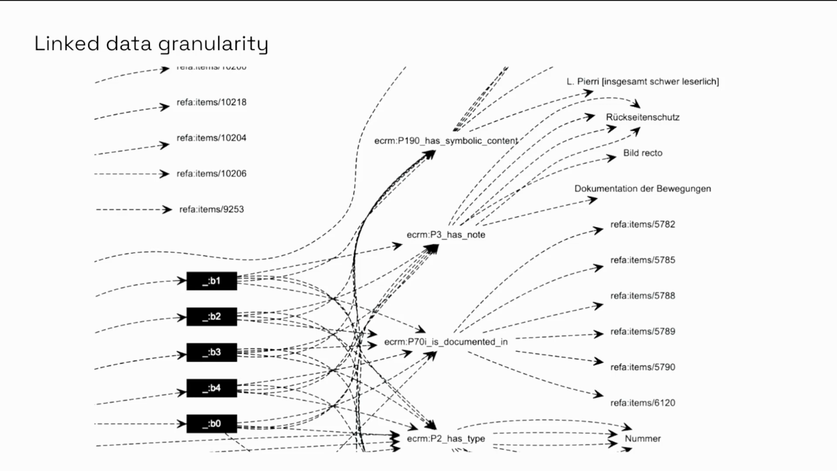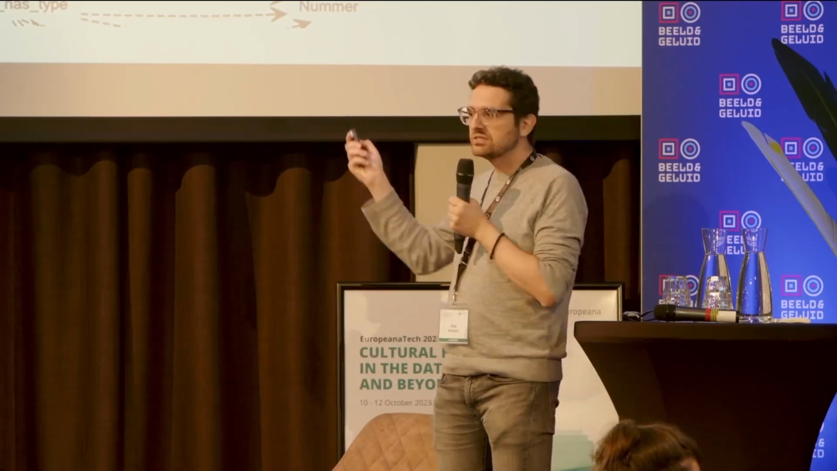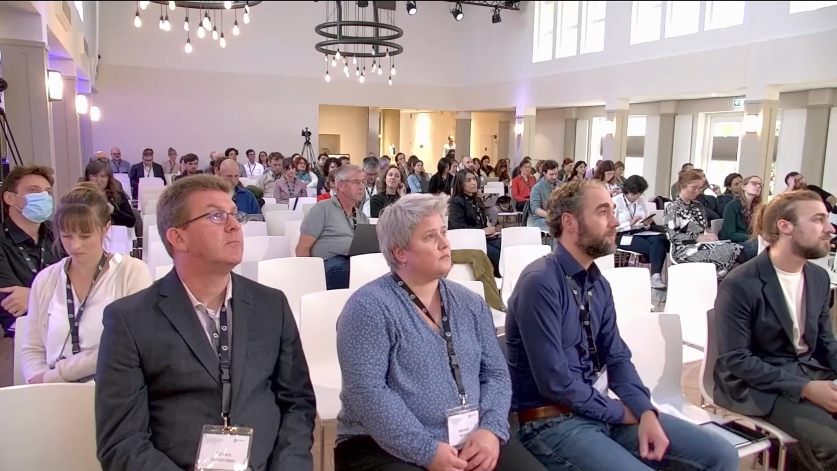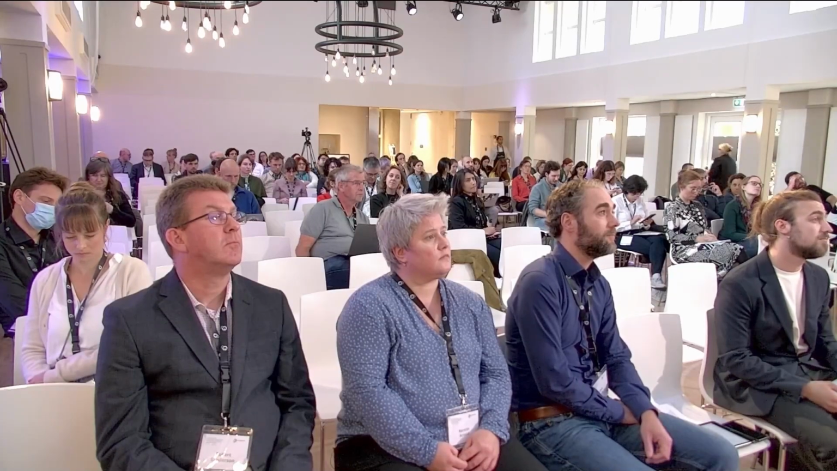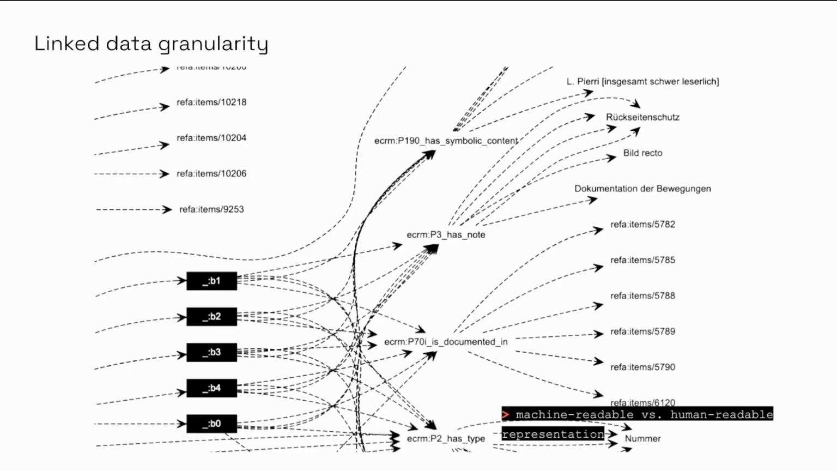Basically, it's the same structure, and you have black nodes, and for an inscription you see so many different nodes that show you the symbolic content, the documented in the type. This is really hard for the end user to understand. We always need to take into consideration that linked data is made for machines, but we always have to keep in mind a human-readable perspective.